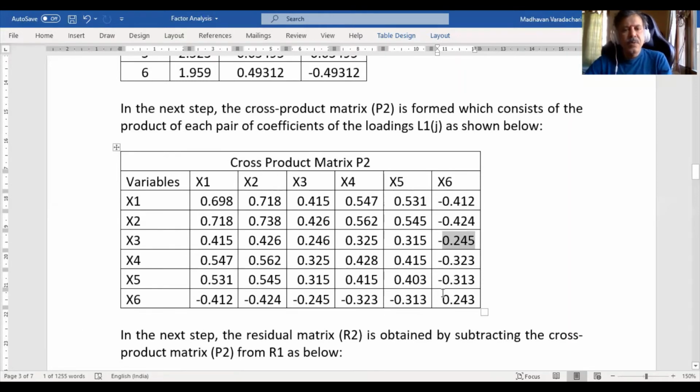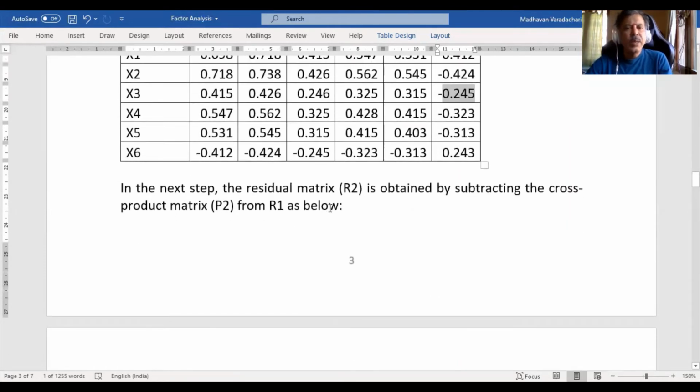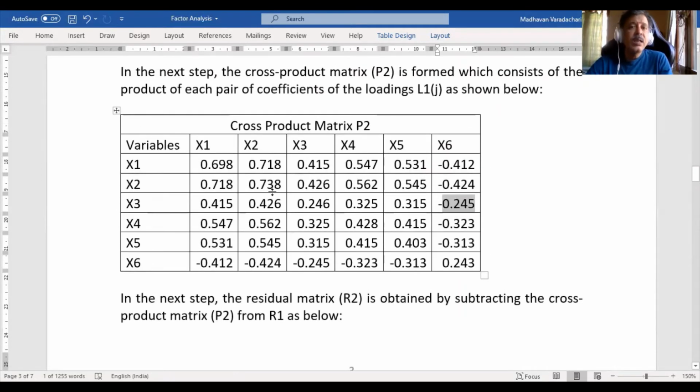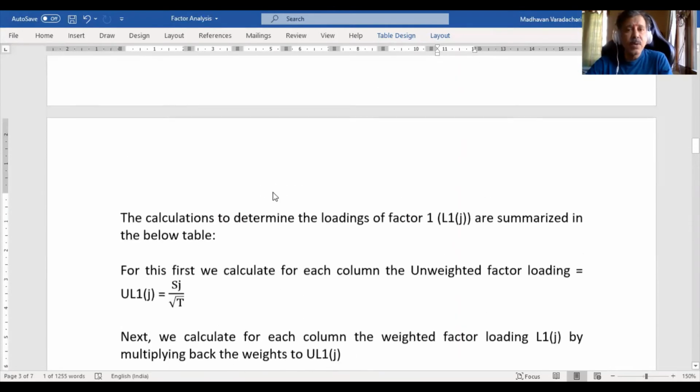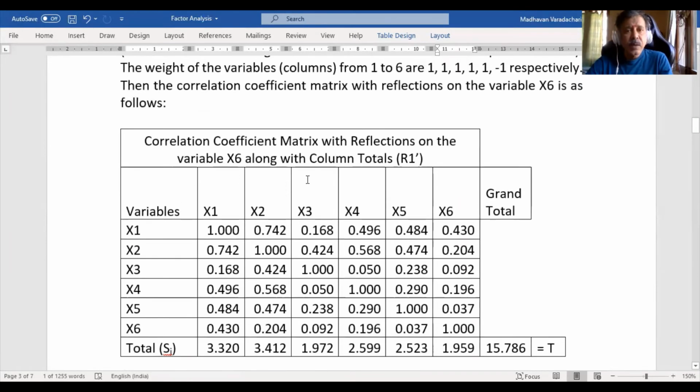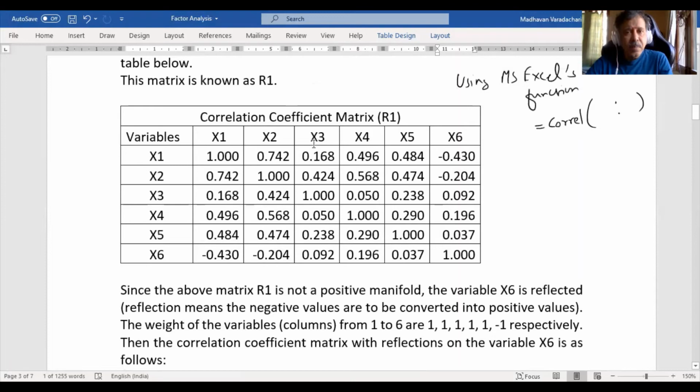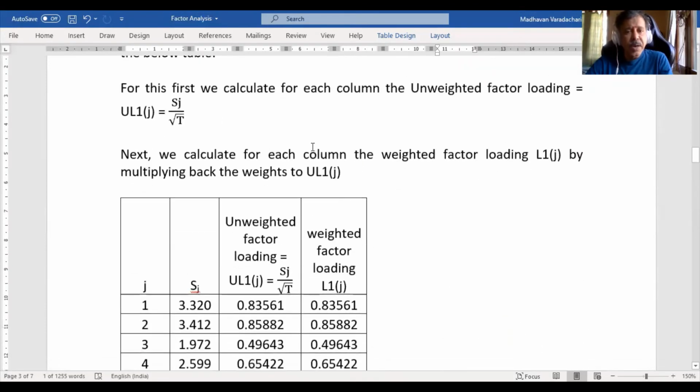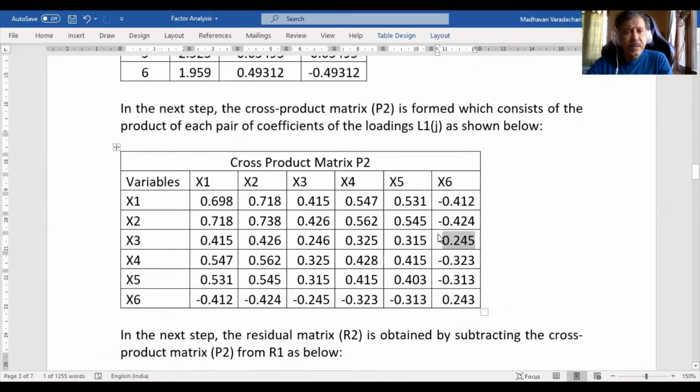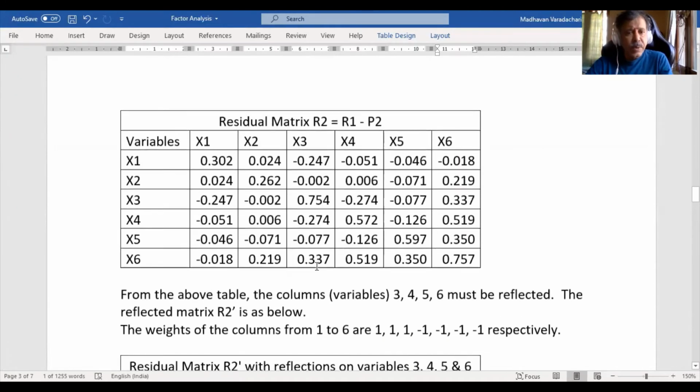In the next step, we find out what is called the residual matrix R2. How do we find that? It is obtained by subtracting the cross product matrix, that is this matrix, from the R1 matrix. R1 we already found. This matrix is subtracted with this cross product matrix, and that will give you this residual matrix.